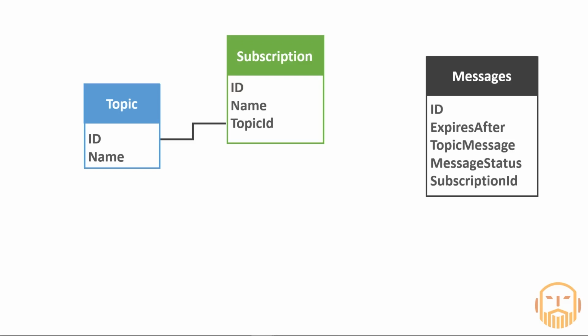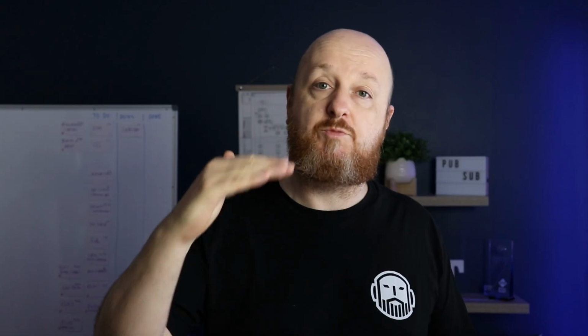We then have the actual topic message, which will contain the JSON object that will have our event messaging. We then have message status, which we will use for this concept of requesting and acknowledging messages. And then finally, we have a subscription ID. And the thing that might jump out at you there is, why have we got a subscription ID and not a topic ID? Well, that's a great question. The reason we have a subscription ID is because we will actually create one message per subscription. So let's say we have one topic and we have 3 subscriptions all subscribed into it. We are going to create one message for each subscription, and that's why we use the subscription ID.